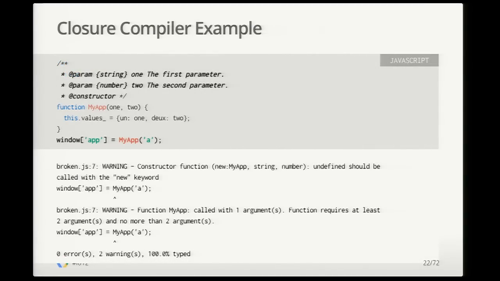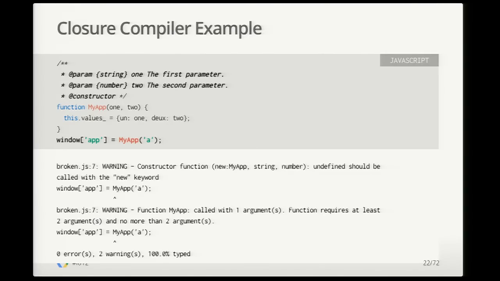So I fixed these up. I've added the constructor tag. I've added some param tags. But I'm still getting errors, Susannah. So now it provides the very helpful error that the new keyword is missing when you call my app. You cannot instantiate an object without the new keyword, but this is a very common error that we make.